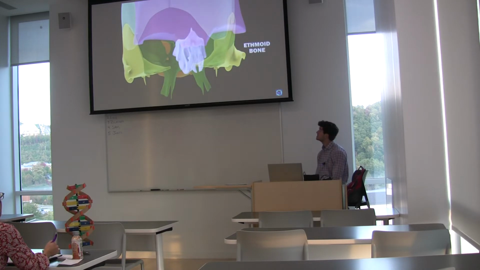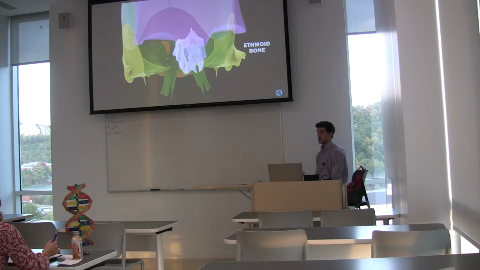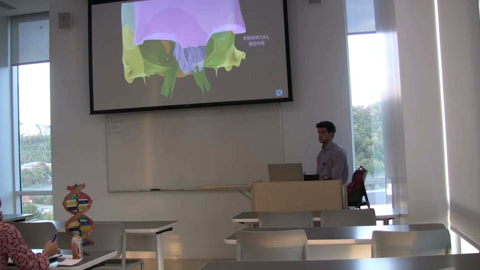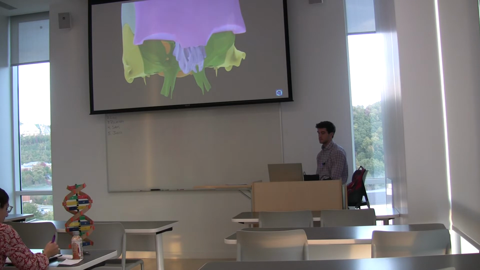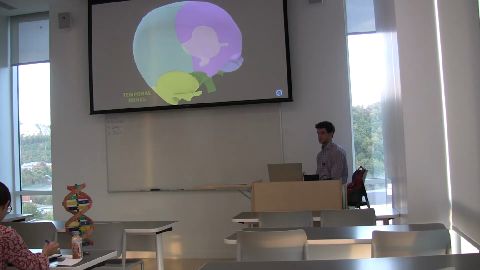The ethmoid bone is found between your eyes, located at the roof of the nose, and separates the nasal cavity from the brain. The frontal bone is the bone of your forehead. It has 2 portions, the vertical portion and also the horizontally oriented orbital portion. The remaining 4 bones are a pair of parietal bones and a pair of temporal bones.